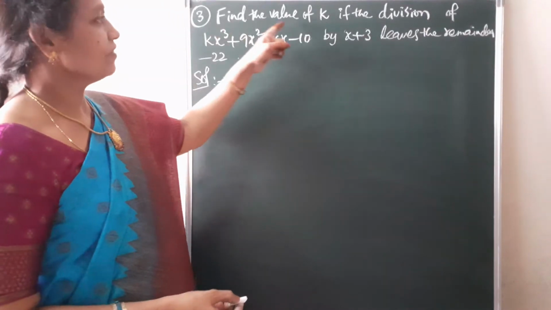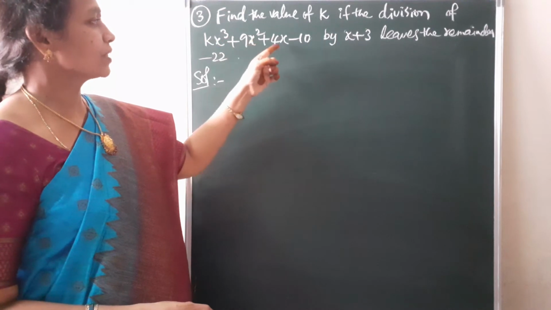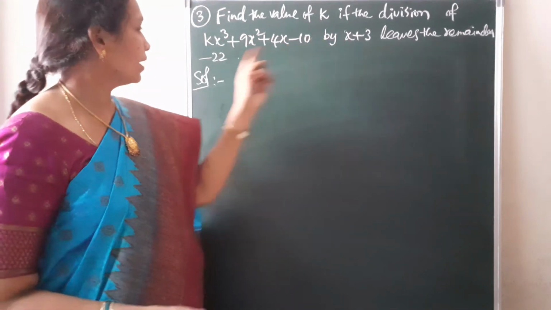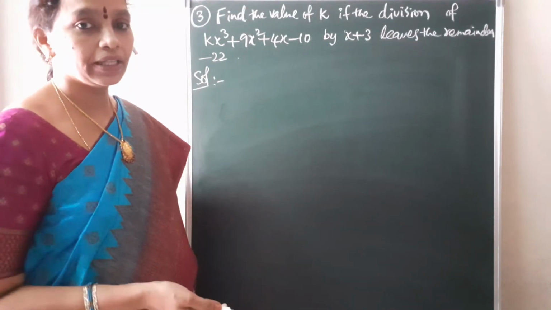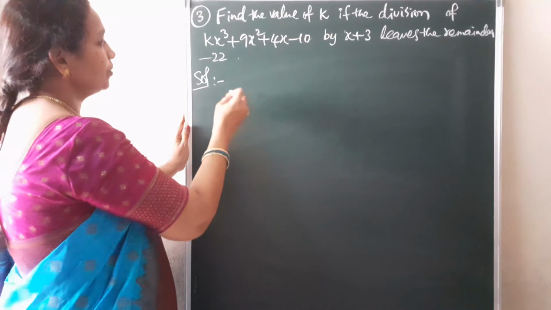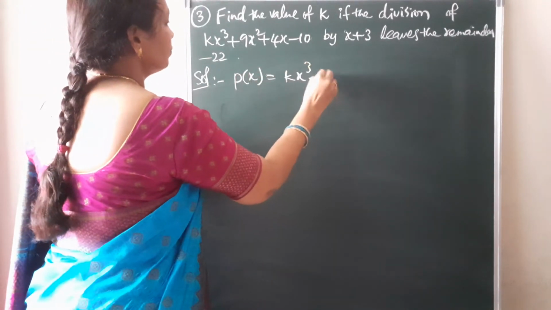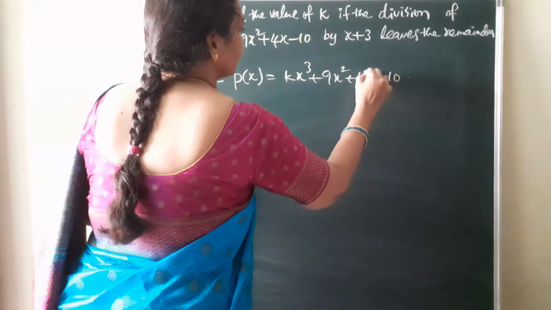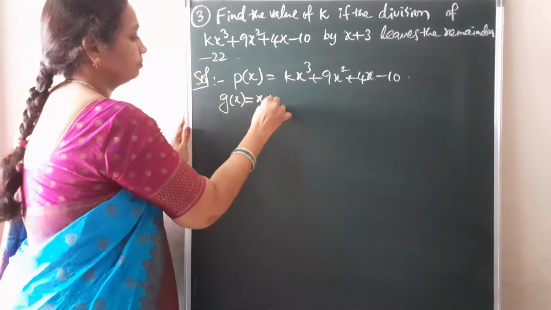So next, find the value of k if the division of kx cube plus 9x square plus 4x minus 10 divided by x plus 3 leaves the remainder minus 22. In the same way, this is an application of the remainder theorem. What you have to do: what is p of x? P of x is equal to kx cube plus 9x square plus 4x minus 10, which is divided by g of x, which is nothing but x plus 3.